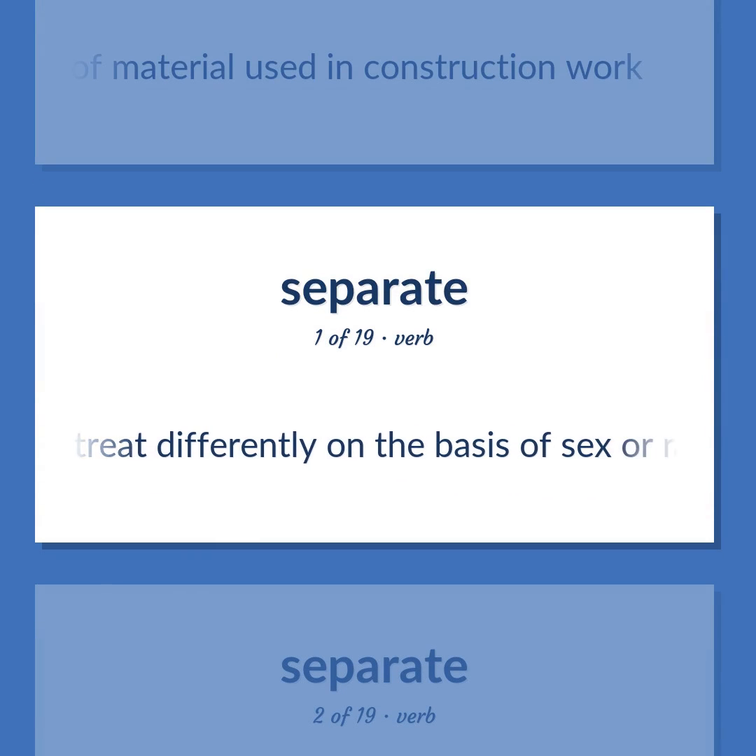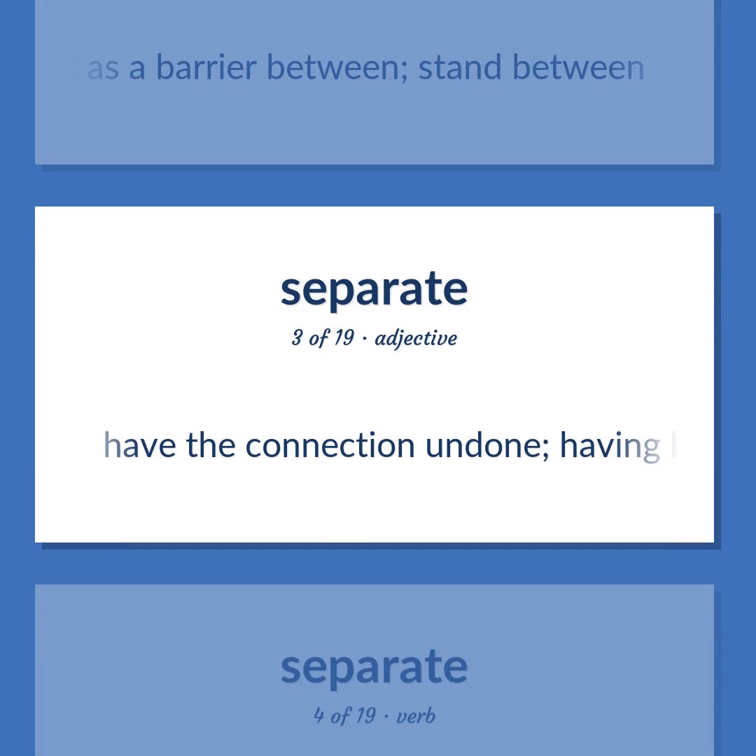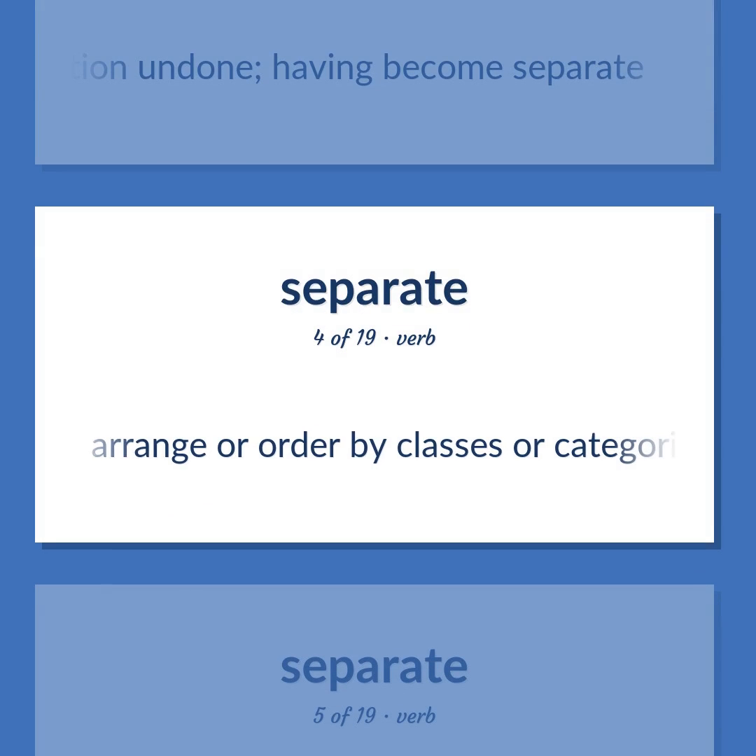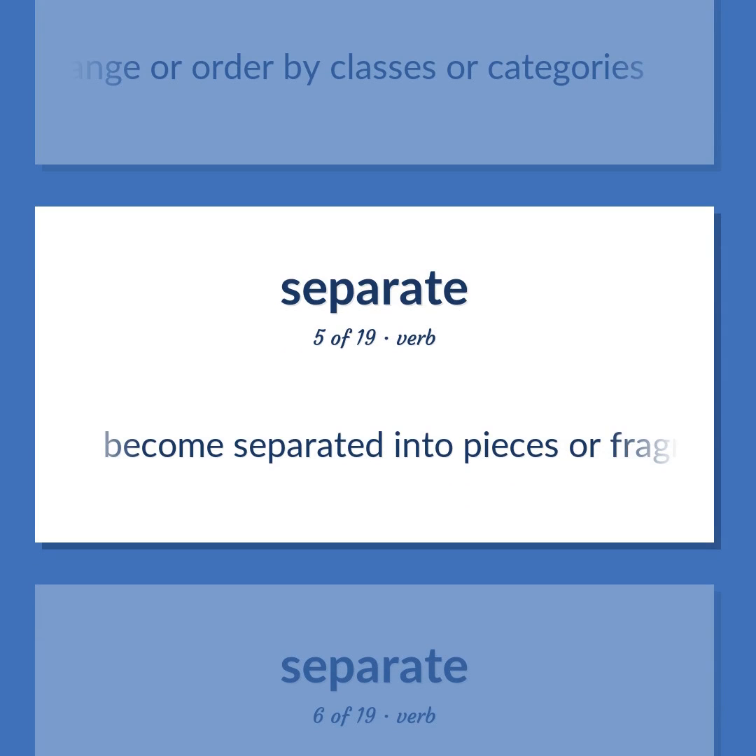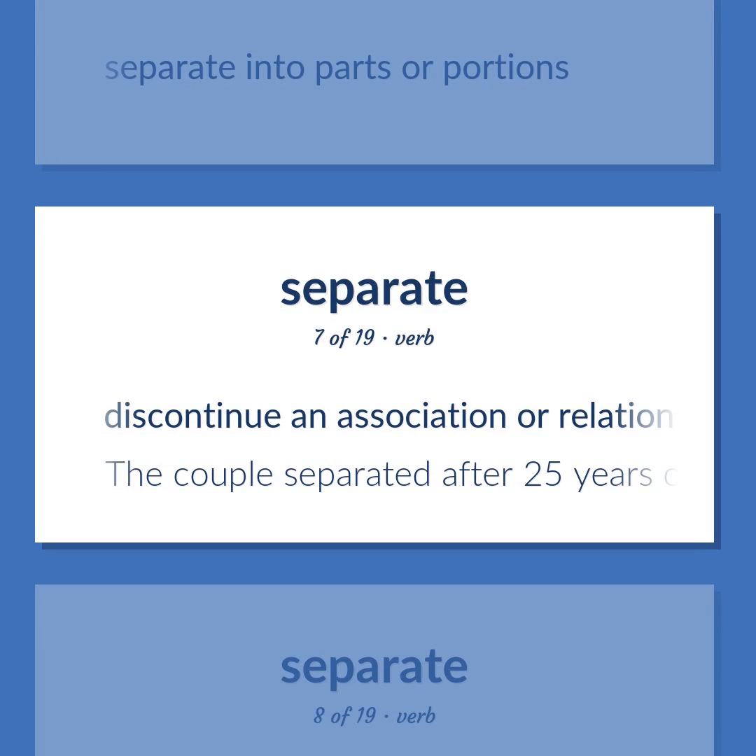Treat differently on the basis of sex or race. Act as a barrier between. Stand between. Have the connection undone, having become separate. Arrange or order by classes or categories. Become separated into pieces or fragments. Separate into parts or portions. Discontinue an association or relation.